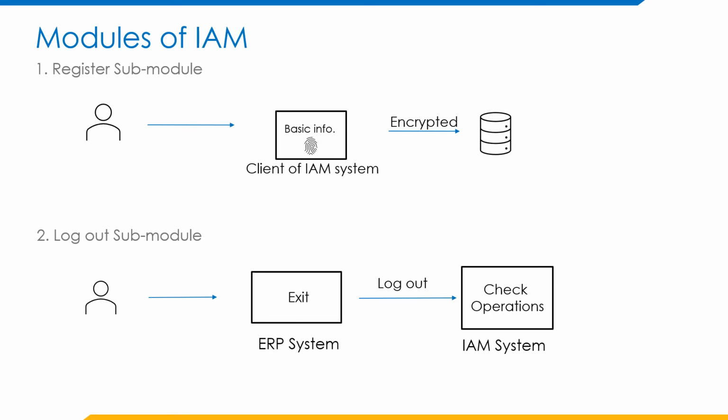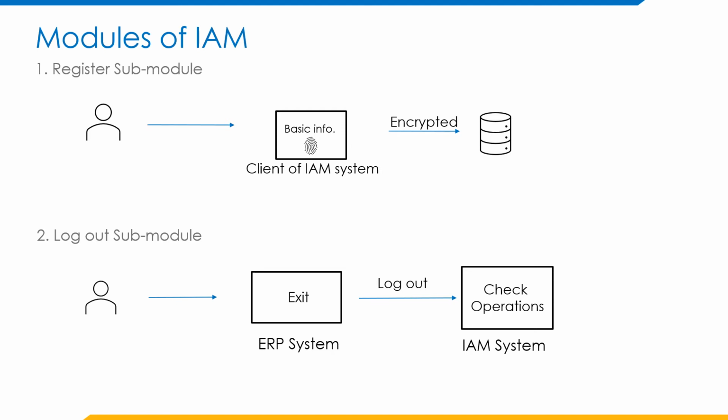From this slide, we will see the integration of identity and access management within the ERP system. An identity and access management system is basically used for managing the identification and access privileges related operations of the users. It protects the internal data within the organization using various techniques. There are various modules of IAM that perform the prescribed functions. The first module is the register submodule.